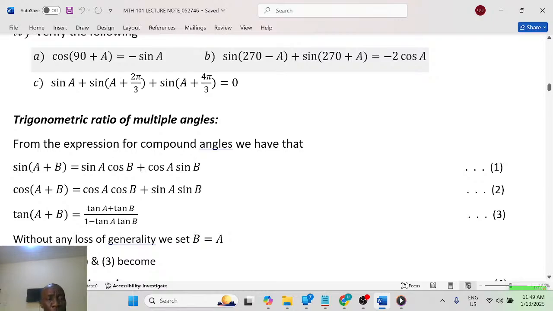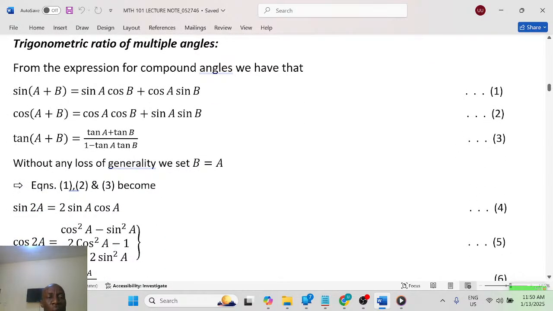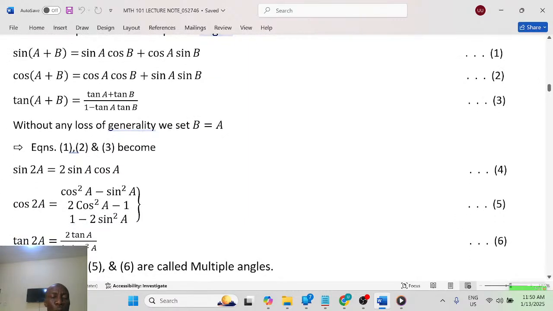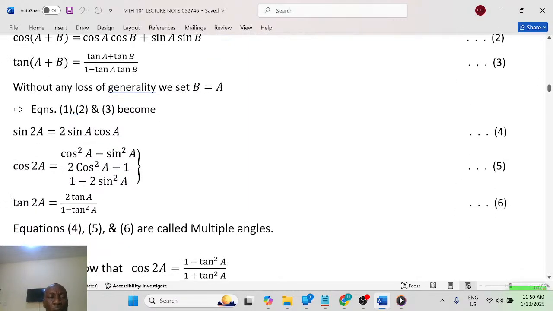Trig ratios of multiple angles. From what we have done, we know that sin(A+B) will give us sin A cos B plus cos A sin B. Cos(A+B) will give you cos A cos B minus sin A sin B, while tan(A+B) will give us tan A plus tan B over 1 minus tan A tan B. So without any loss of generality, we set B to be equal to A. If you do that, equations 1, 2, and 3 above will reduce to equations 4, 5, and 6.